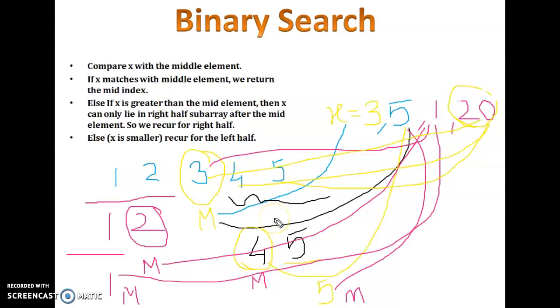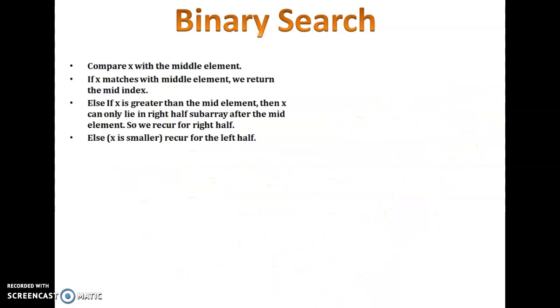The main advantage of using binary search is that we are going to reduce the number of comparisons. That is very important, because the time complexity of any algorithm depends upon the number of comparisons that you are going to make in the list. So this is how binary search works.